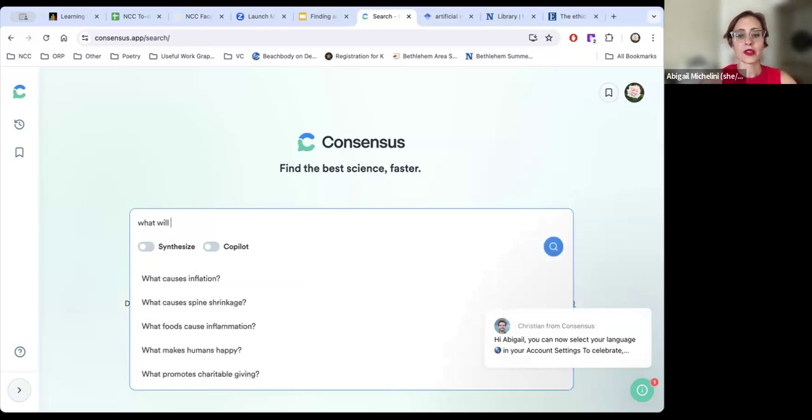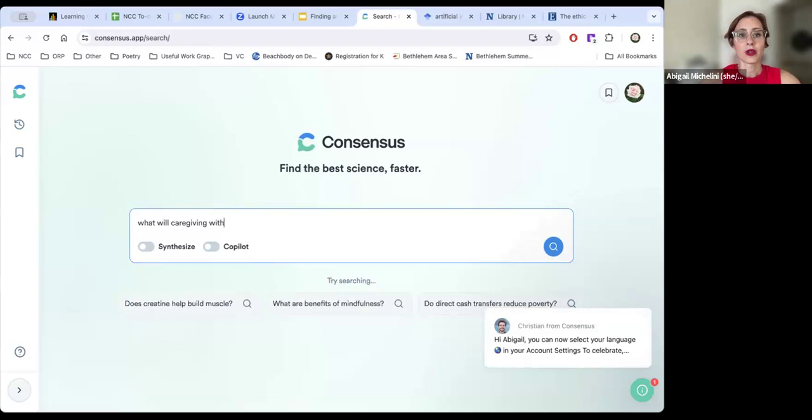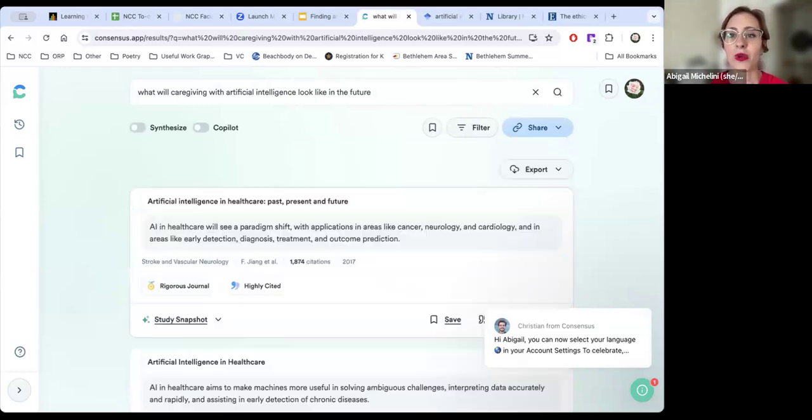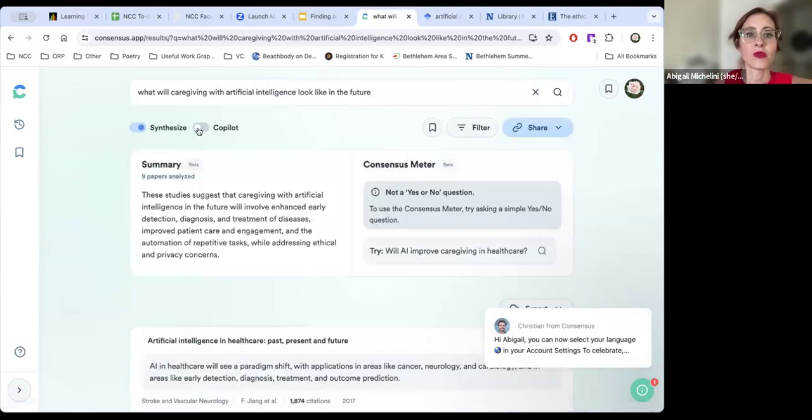What will caregiving with artificial intelligence look like in the future? Okay, and it will answer the question as best as it can with reliable sources. If you like, you can turn on the synthesize, which will give you a little summary of the 9 different articles that it found.